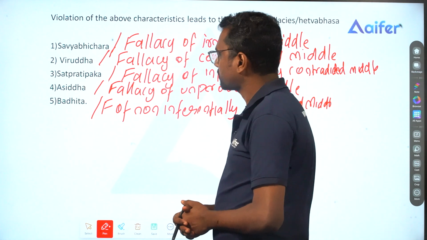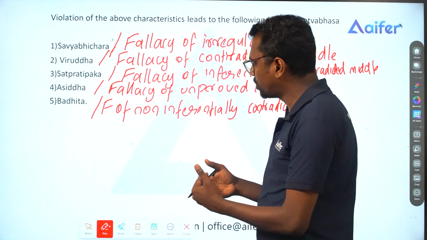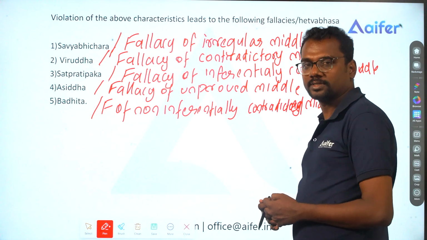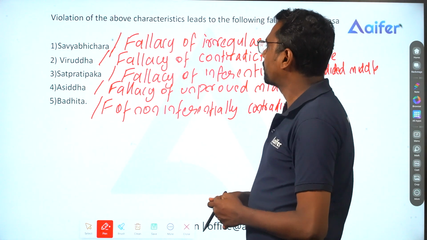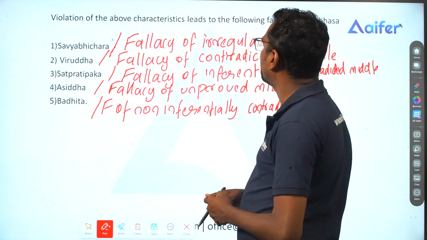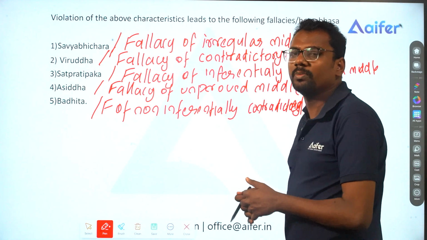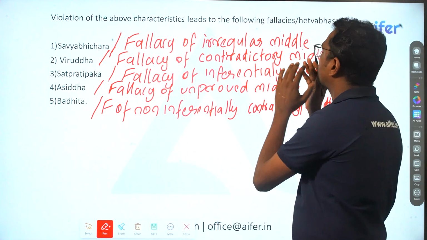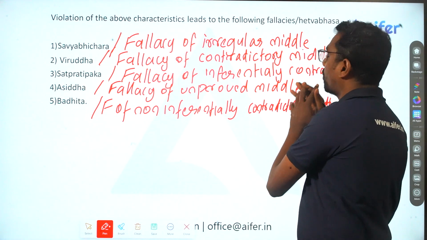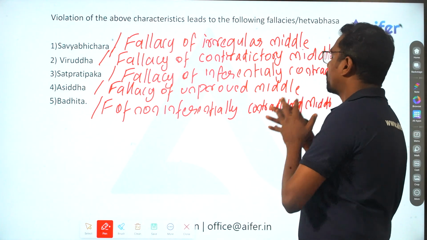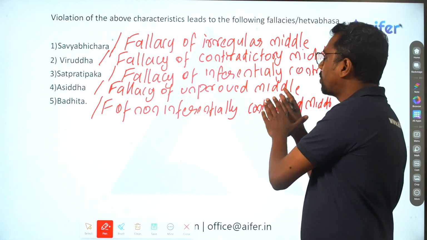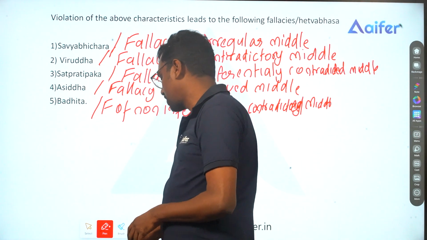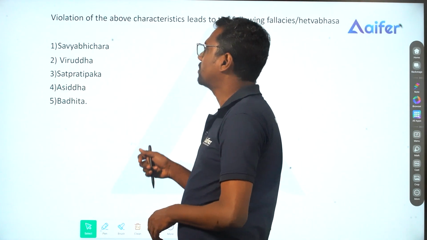So we have Savyabhichara, Viruddha, Satpratipaksha, Asiddha and Badhita. We will be studying each in detail. Savyabhichara is the fallacy of irregular middle, Viruddha the fallacy of contradictory middle, Satpratipaksha the fallacy of inferentially contradictory middle, Asiddha the fallacy of unproved middle, and Badhita the fallacy of non-inferentially contradictory middle. Let's try to learn each of them.